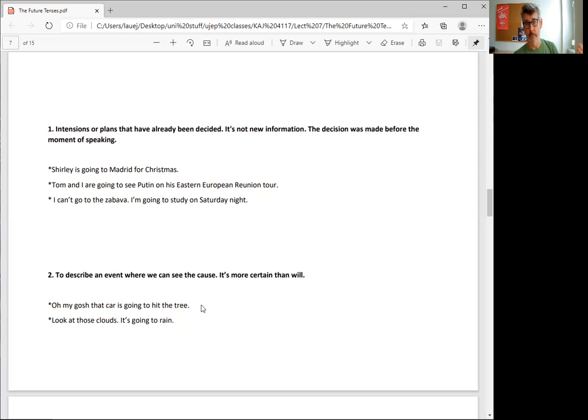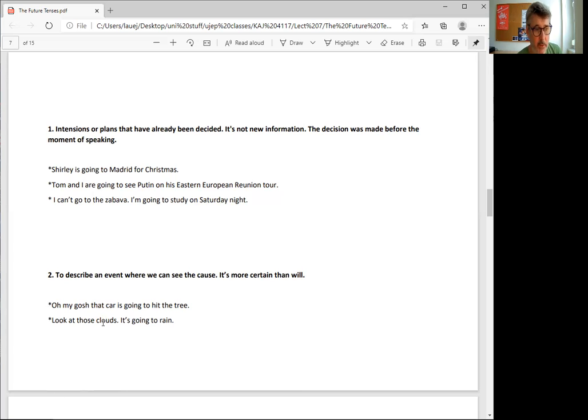Boom, it hits the tree. Or it just missed. That was close. But it's certain. It's like in my mind it's almost 100%. Because will is more of a prediction. Will would be more like, if you drive that car with those bad tires, you will hit a tree. That's a prediction. But if I say he's going to hit that tree, it's more certain.